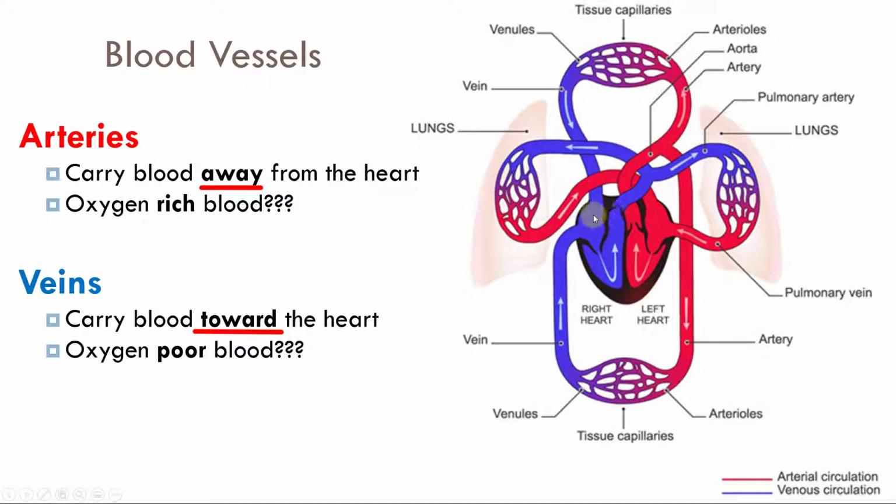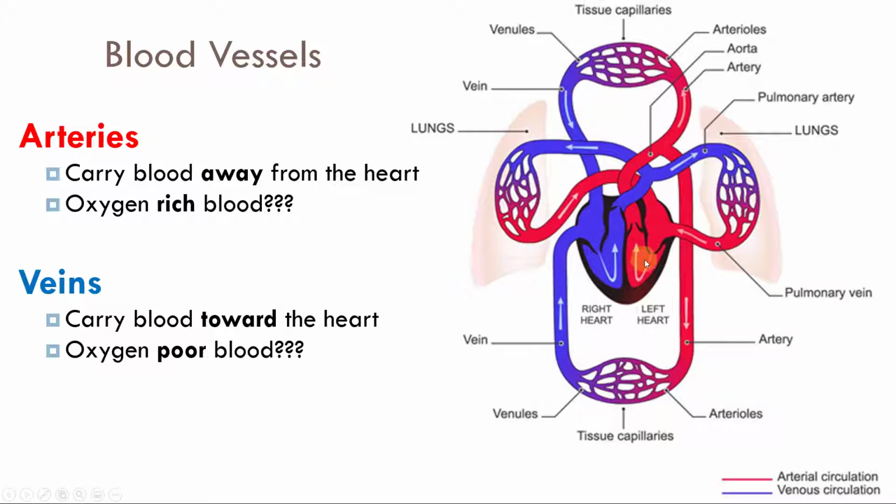When you look at the right side of the pulmonary system, this is sending deoxygenated blood. It came from the body, and now it's pumping this deoxygenated blood away from the heart. So it's actually carrying oxygen-poor blood through arteries to the lungs so that it can pick up oxygen and do the gas exchange, because the gas exchange happens at the lungs, not at the heart. Then that blood, after it's picked up oxygen, comes back to the heart via veins.